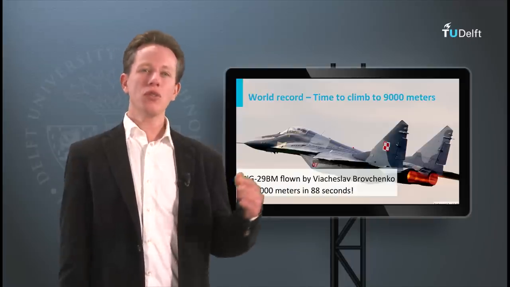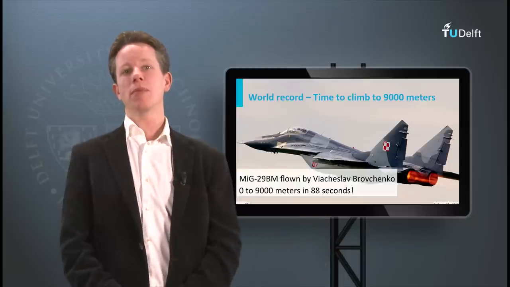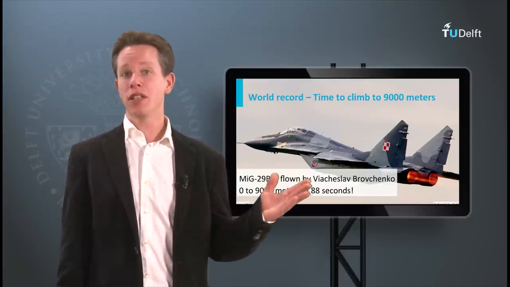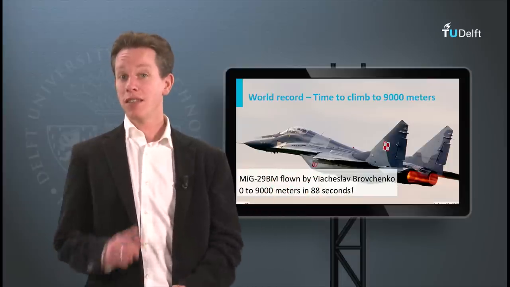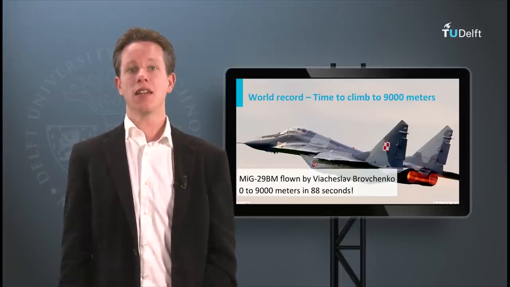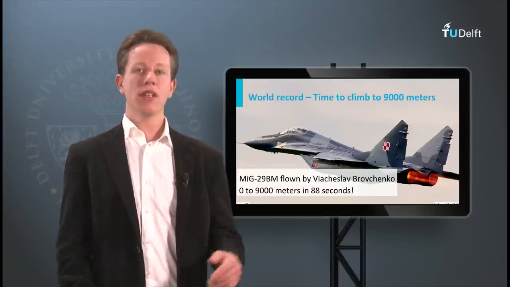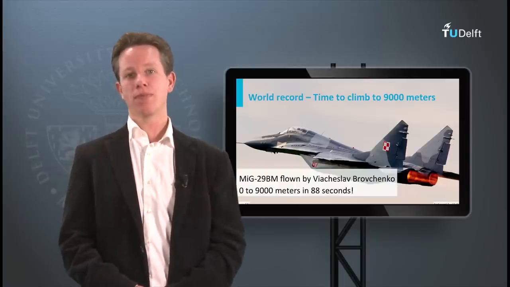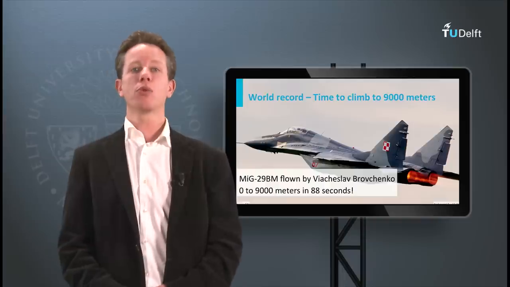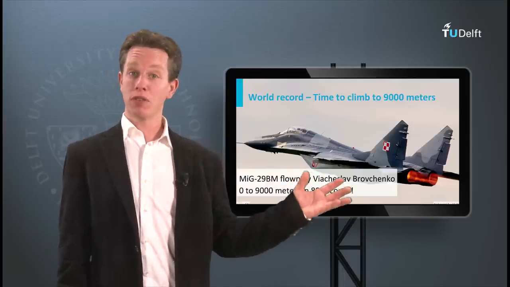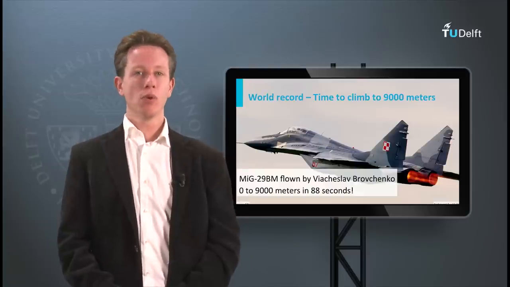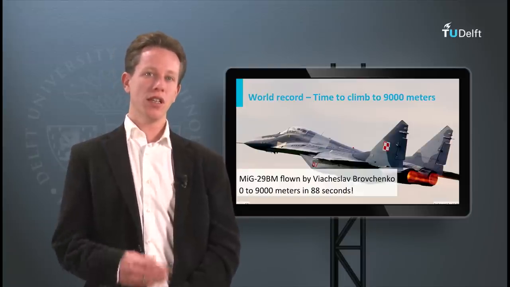Now, of course, there are also world records for maximum rate of climb. In March 2005, Mr. Brovchenko flew a MiG-29, as indicated here, from standstill on the runway to 9,000 meters altitude in just 88 seconds. Realize, however, that this was not a steady and straight flight. So the simplified equations we've used so far cannot be applied to this world record. How to solve this particular problem, the so-called minimum time to climb problem, is a more advanced topic which will be treated in later courses.